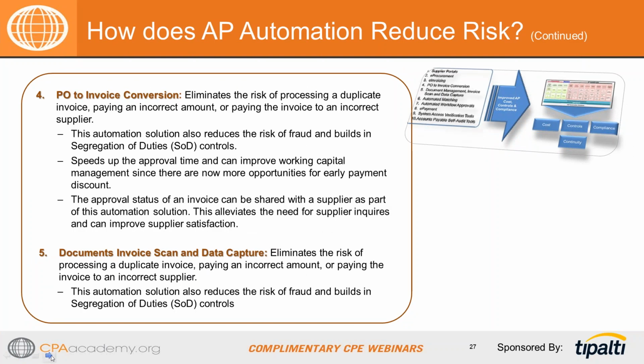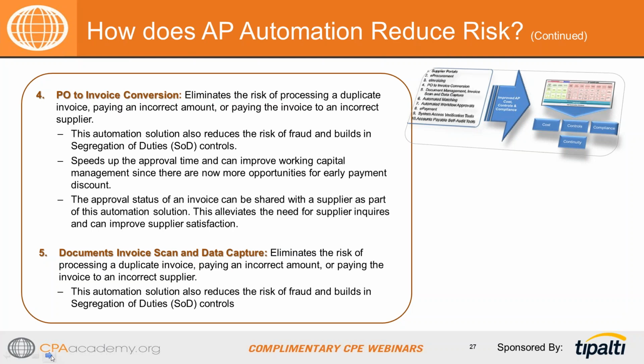PO to invoice conversion eliminates the risk of processing a duplicate invoice, and it also reduces the risk of fraud and builds in segregation of duties controls that we talked about. It can actually help speed up the approval time and can improve working capital, and this helps support opportunities for early payment discounts. It can be shared with a supplier as part of the automation solution, and that's going to alleviate any need for suppliers to find out where the invoice is in the payment cycle.